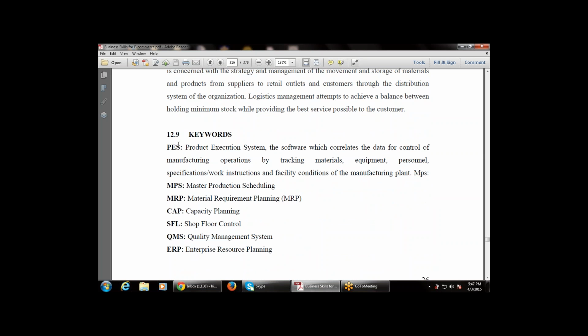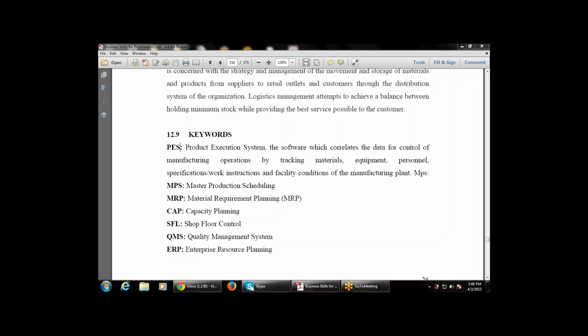First of all, there is PES, that is the production execution system. This is software used for controlling the manufacturing operations. It is used to track information like material, equipment, and personnel, that is how much material is used, how much personnel is used, how much work and how many flows are used. Then MPS, that is master production scheduling.